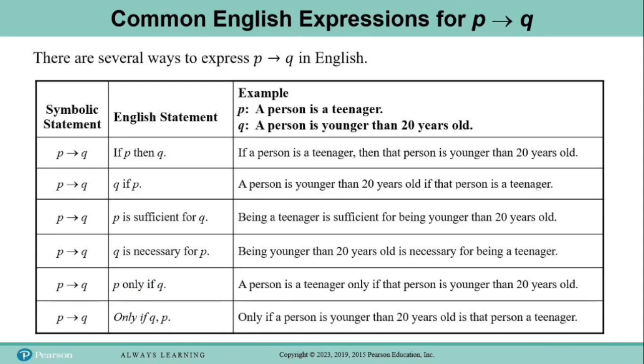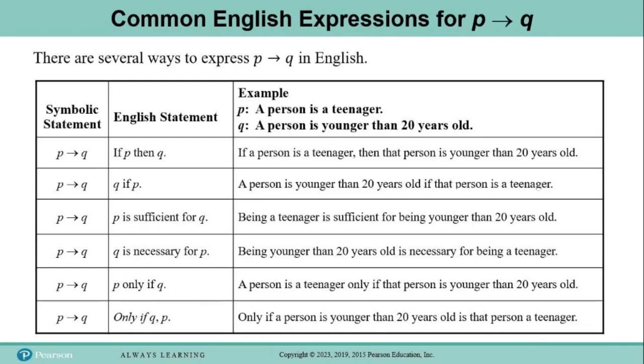Down here where we have the only if, P only if Q, notice that it does not change. So P only if Q is logically equivalent to if P then Q. When we have only if, the phrases stay in the same order. When we have if in the middle without the word only, when we have Q if P, we write that if P then Q. Okay, same thing for sufficient and necessary.